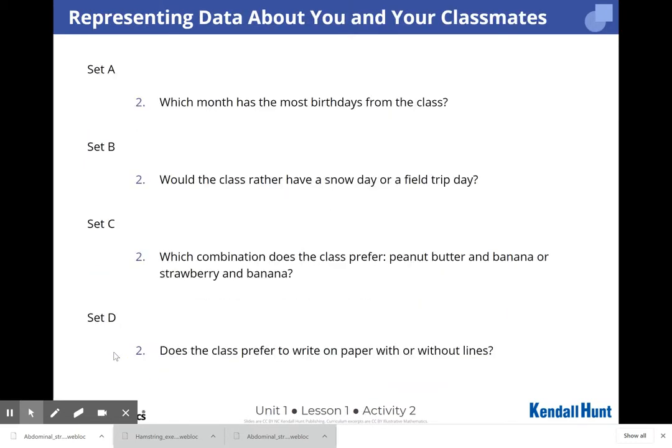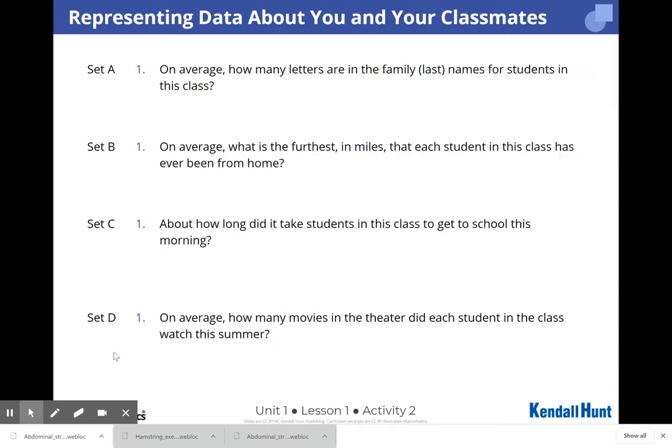And so if we're looking number 1 and number 2, these types of questions are going to be statistical. They require you to ask a second question in order to collect that data. So if you look at number 1, on average, how many letters are in the family last name for students in this class? That is a statistical question that will give us numerical data, and a survey question for that would be, how many letters are in your last name? That's the question we would walk around and ask everyone to collect data for. Or set C, how long did it take students in this class to get to school this morning?